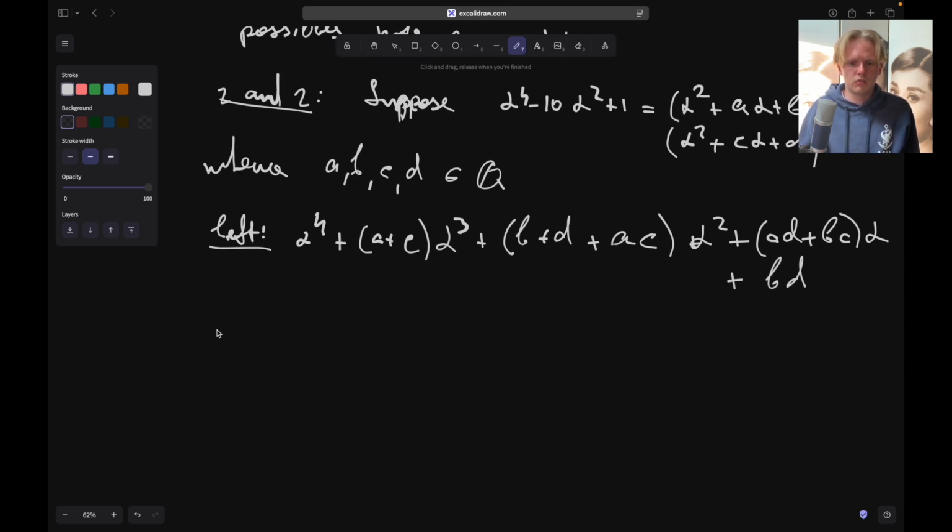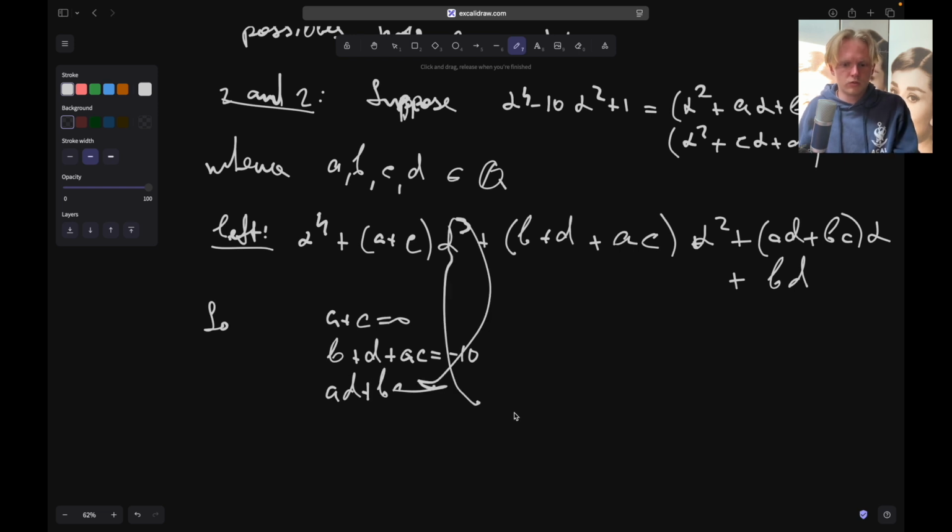So you have a plus c is 0, because we have no alpha to the power 3 here. This one is 10, minus 10. This one, ad plus bc, is 0. And b times d is 1. Great.